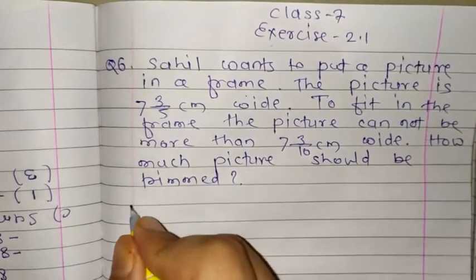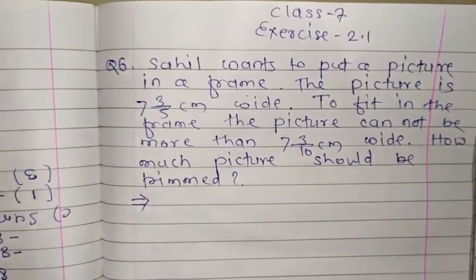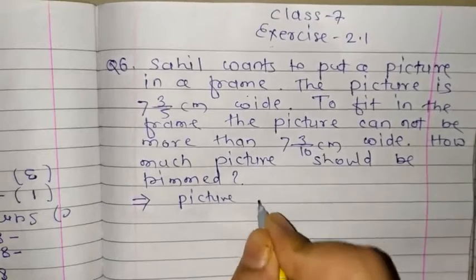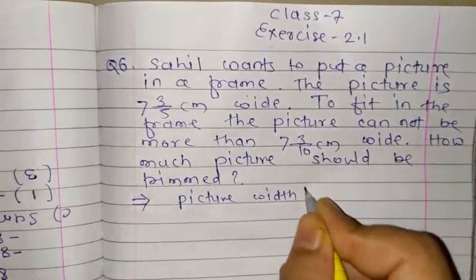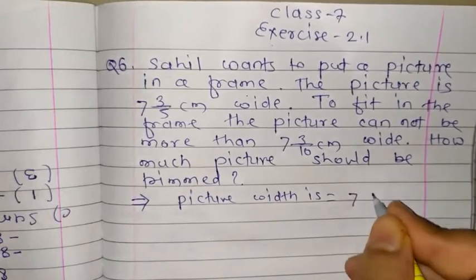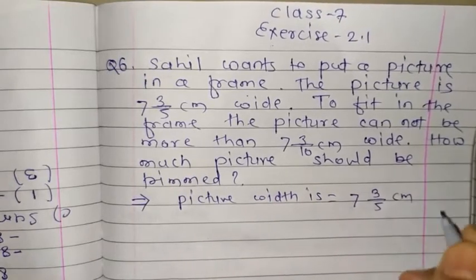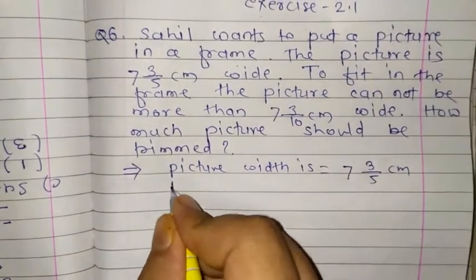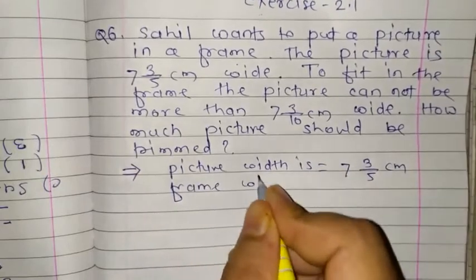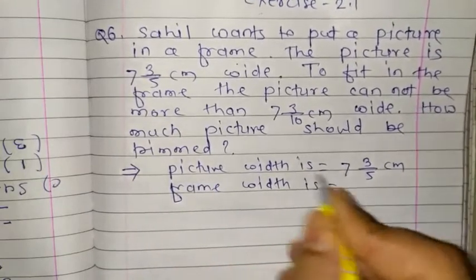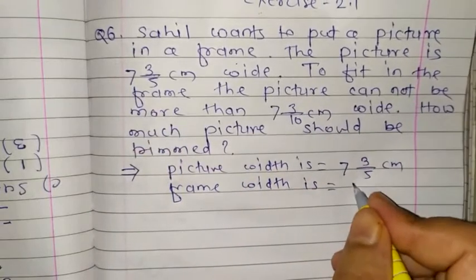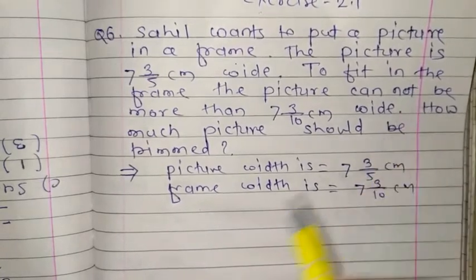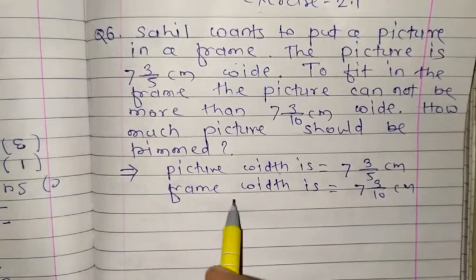So in this question, you have to note down the given information first. The picture width they have given is 7 3/5 centimeter. So the picture width is this one, and the frame width is less. What is the frame width? 7 3/10 centimeter. So according to the information, picture size is more and frame size is less.